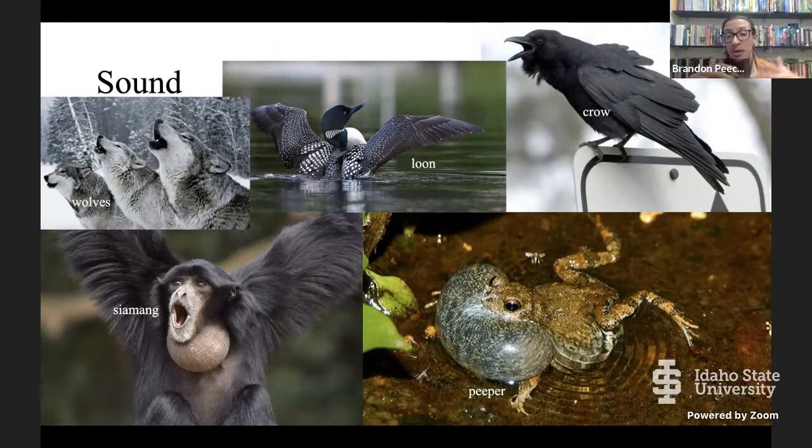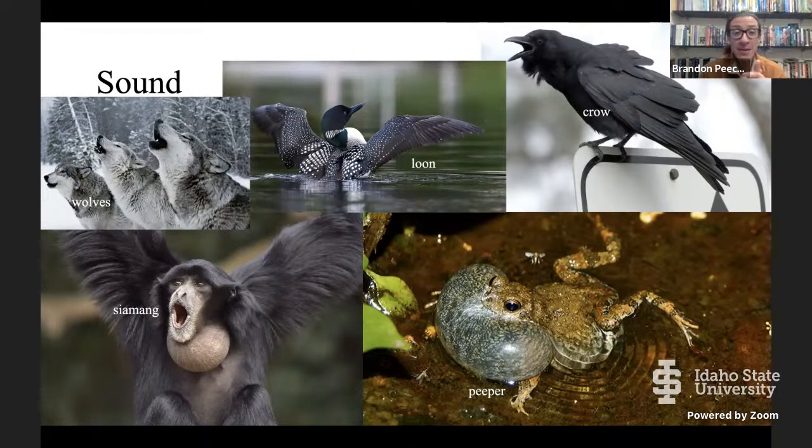So ribbit, ribbit. While you're looking at this though, look at the different kinds of anatomy that are probably involved with making these sounds. The wolf is a mammal, the siamang is a mammal. They're using parts of their larynx, which we're going to talk about in a second, to create sound. How are the birds doing it? How is the frog doing it?